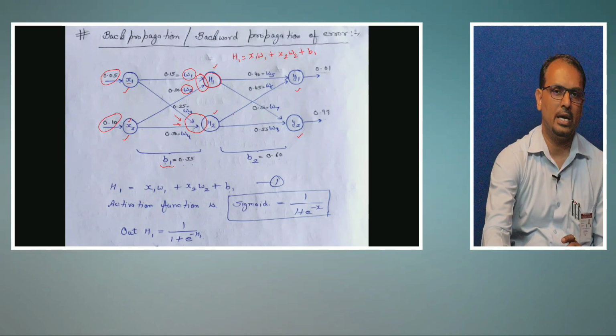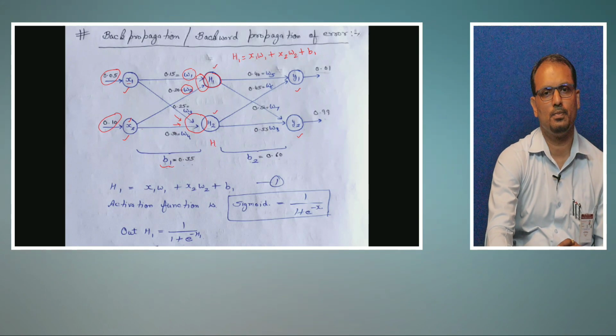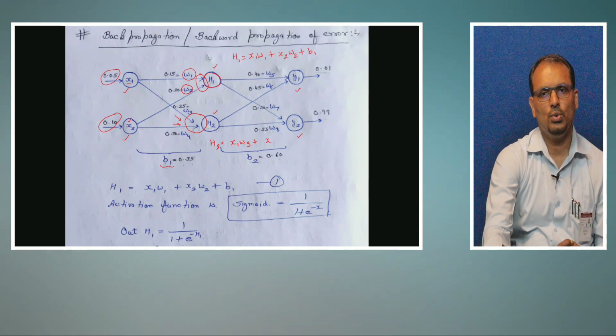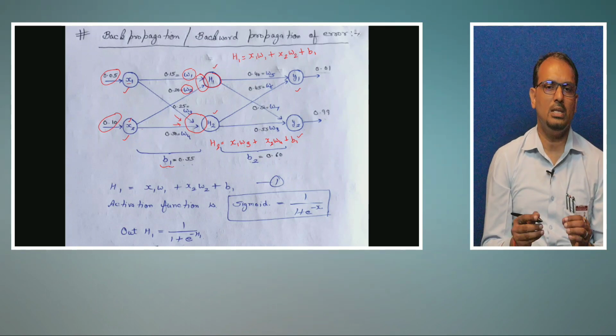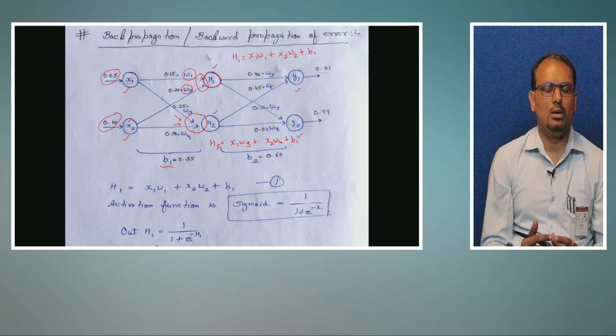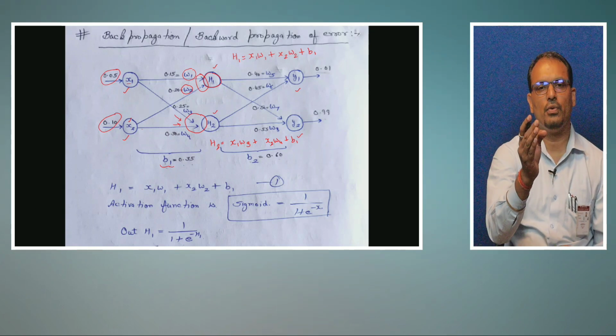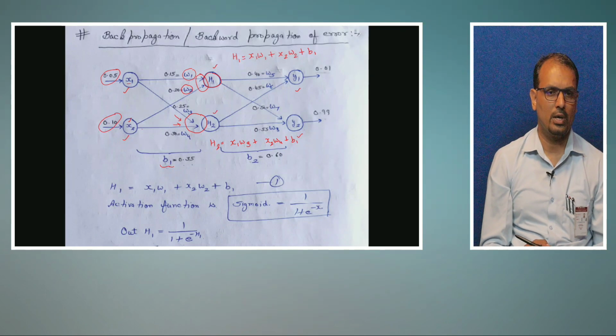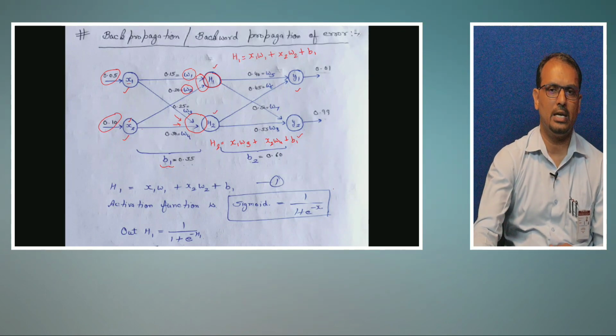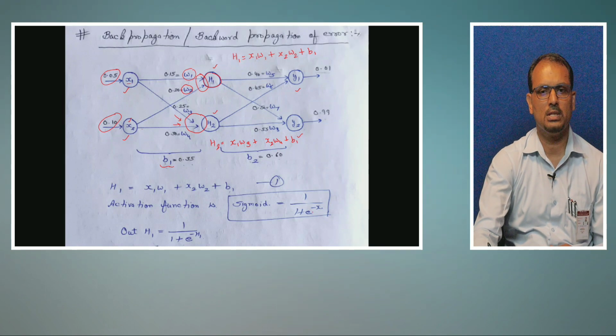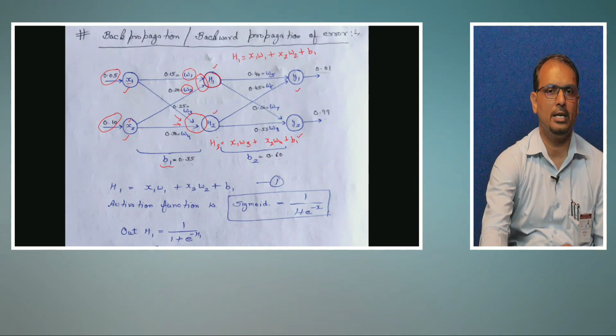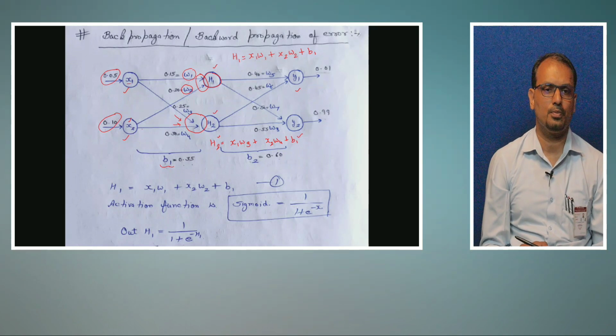In the same way I can write it for h2 also. What is the equation for that? x1 w3 plus x2 w4 plus the bias value b1. This simple equation I am going to use to calculate the values of h1 and h2 in our network. And what is the sigmoid function? That I already told you: 1 upon 1 plus e power minus x, where x is the output of this, which you can write here as h1 and h2.